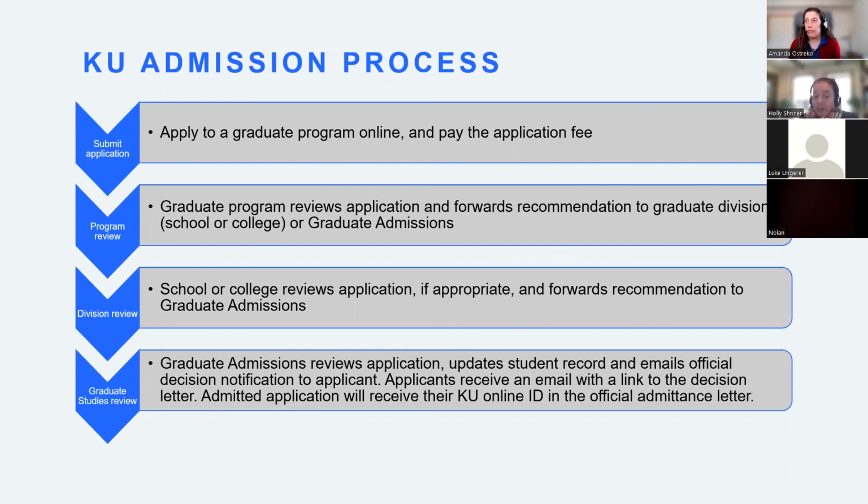So the KU admissions process looks like this. You apply to a graduate program online and you submit the application and pay the application fee for the application to be fully submitted. Our model is that those applications go directly to the program for review.